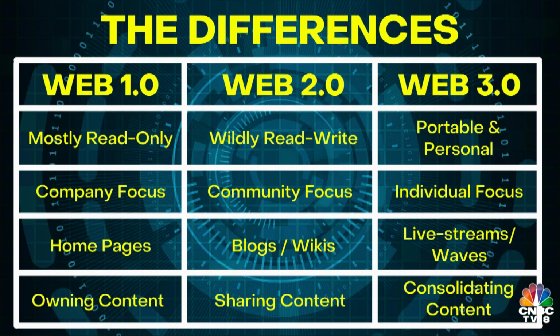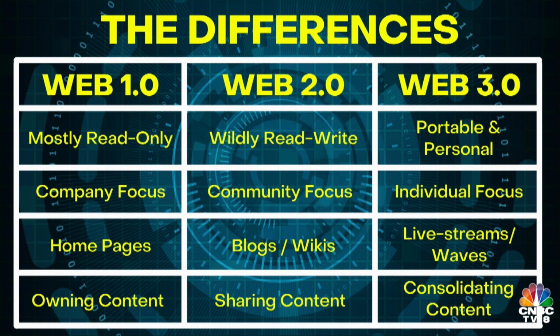So to conclude it all, just let me quickly tell you what Web 1.0, 2.0, and 3.0 stand for. Firstly, Web 1.0 is only read. Web 2.0 is read and write. And 3.0 is portable, it's personal, it talks back to you. Company focus is all that Web 1.0 talked about. Web 2.0 brought people together, so it was more community focused. Web 3.0 is completely individual focused. What you want to put out, what you want, it is very relevant to you.